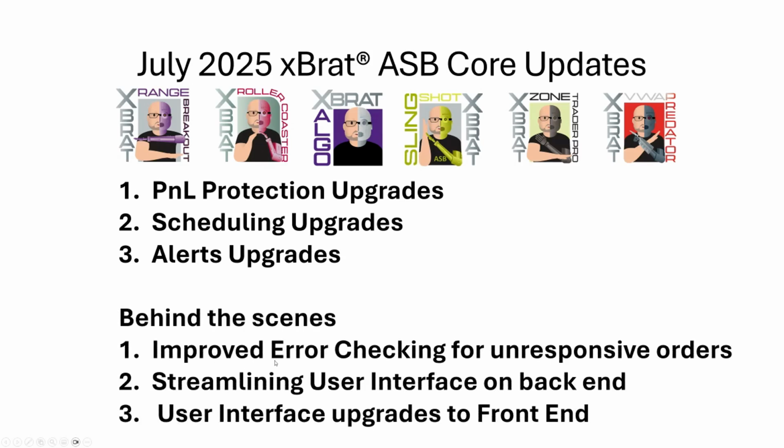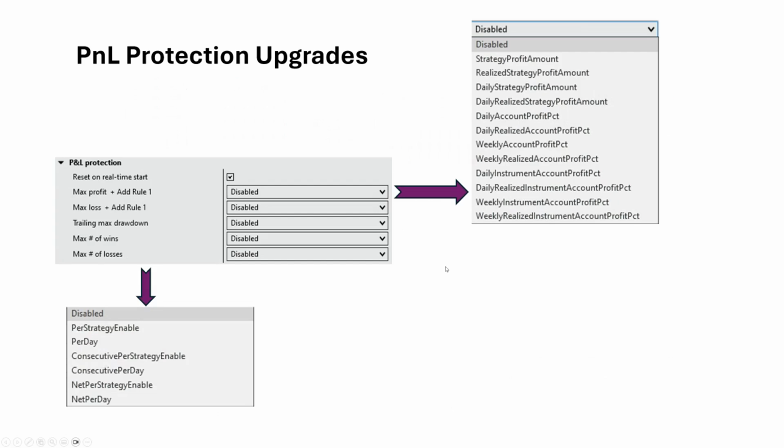And then we have some behind the scenes upgrades. So we've improved the error checking for unresponsive orders. We've been streamlining the user interface on the back end to make things a little faster. And then there's some small additions to the user interface upgrades for the front end. So let's go through them all. See this as an example of what the training is really, and all these upgrades.